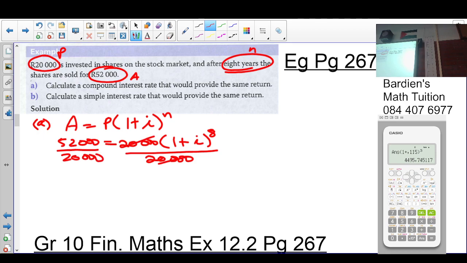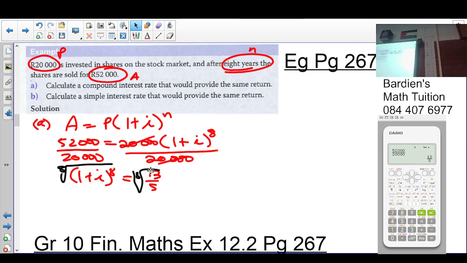Okay, so that's gone. So I have 1 plus i to the exponent 8 is equal to 52,000 over 20,000. Okay, that gives us 13 over 5. So what do I do now? Get rid of the 8, the root both sides. Remember, if it's an even number, it's plus or minus, but because i has to be positive, then it's just plus. And when you work with this interest, it will only be plus for now, okay?